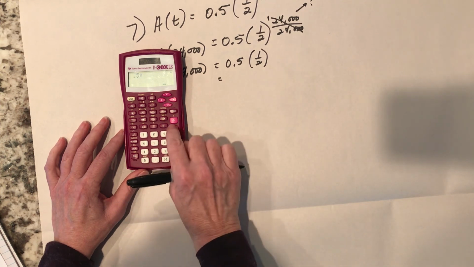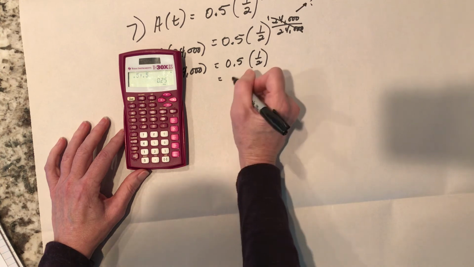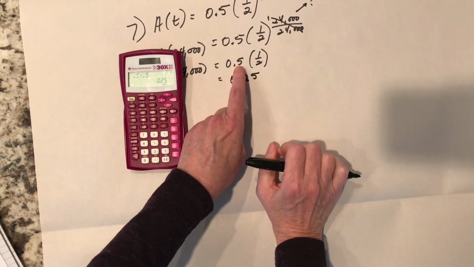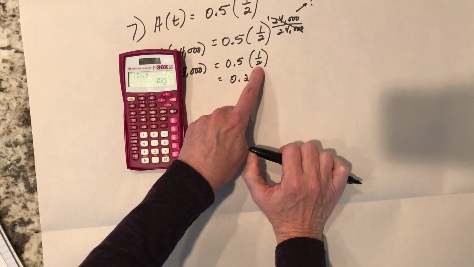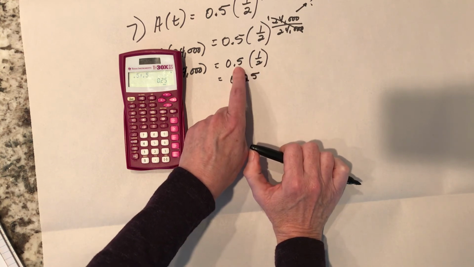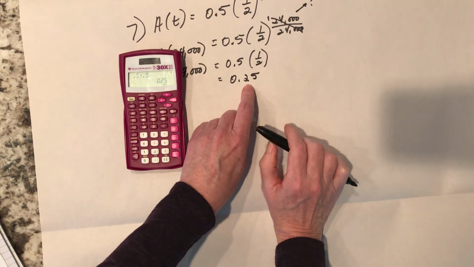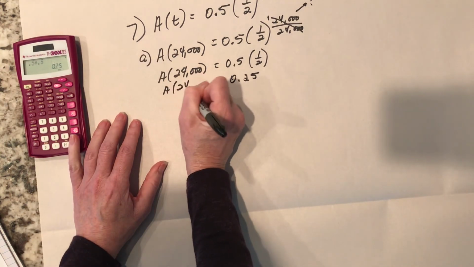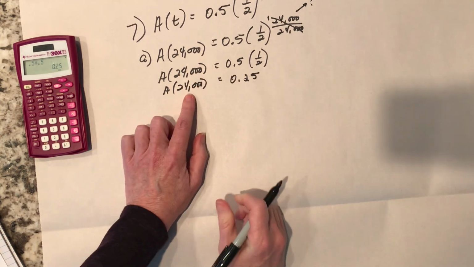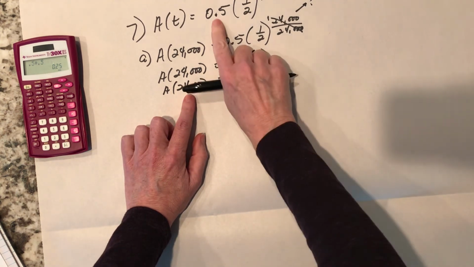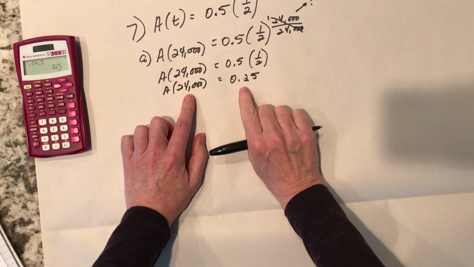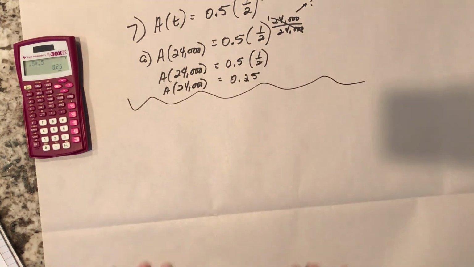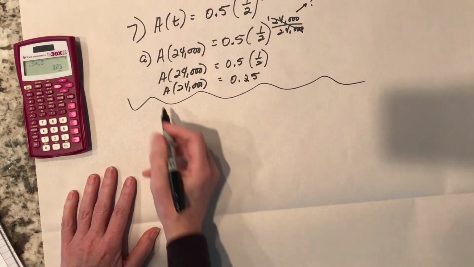So 0.5 times 0.5 is going to give you 0.25. Think about this as if you ate half of a pizza. There's half a pizza left and you ate half of it. So you only got a quarter of a pizza. Back to this plutonium. What this says is that at 24,000 years, that half a gram that we had is now only worth a quarter of a gram. It's only got the plutonium in it of a quarter of a gram.